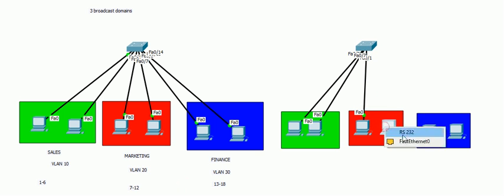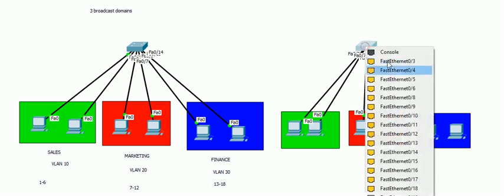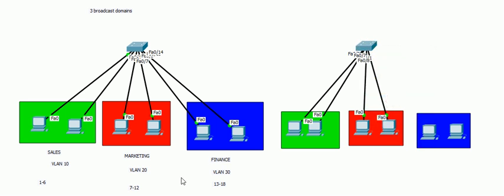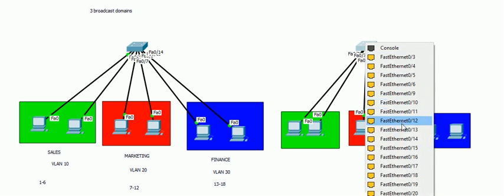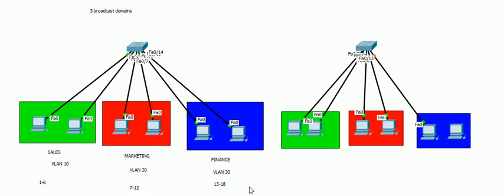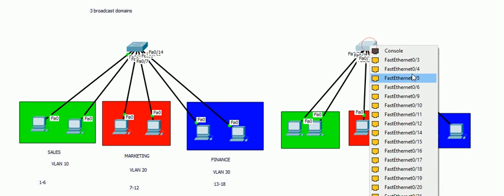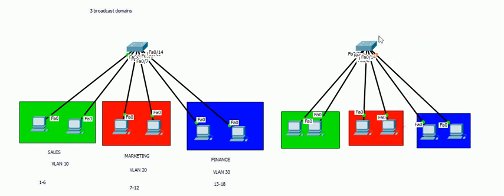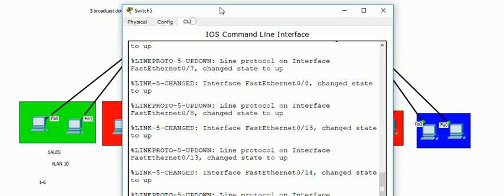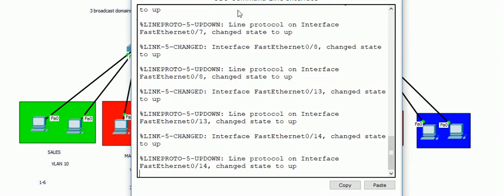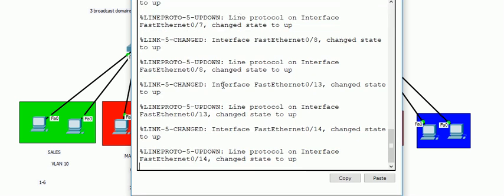So I'm connecting the particular ports: the first 6 ports for the sales department, the second 6 ports for marketing, and another 6 ports for finance. Here is a demo, that is why I'm only connecting 2 PCs. The requirement is 6 PCs, you can add 6 PCs. So in this particular company they have sales, marketing and finance spread across 2 switches.